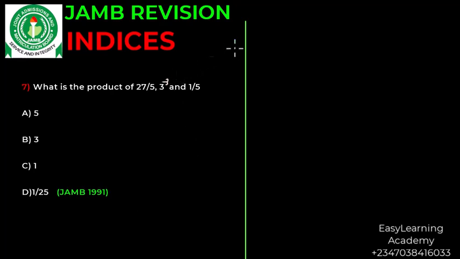So this is a very simple question. What this means is just direct multiplication. We have 27 over 5, and the direct multiplication, times 3 raised to the power of minus 3, and then times the last one, which is 1 over 5. So this is just a direct multiplication.